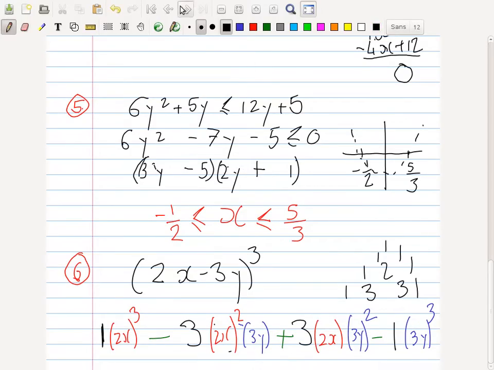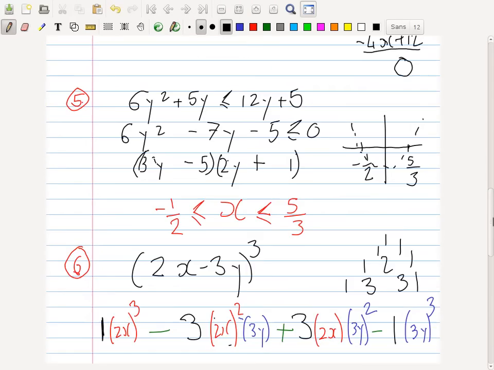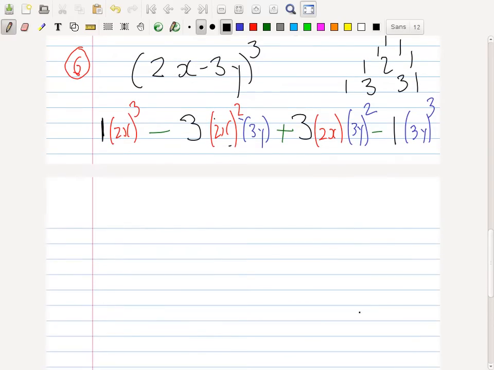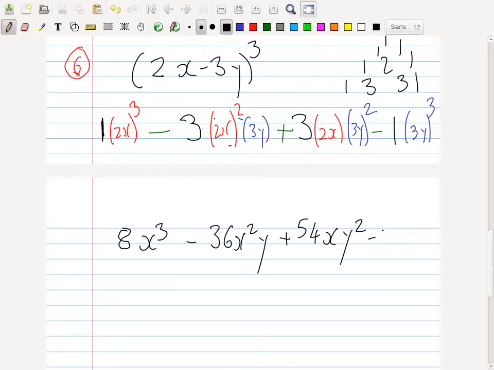So I just need to go to a new page. I'll scroll up though. So this one here will be 8x cubed minus 4 times, not 36, x squared y, 9 times 6, 54xy squared, minus 27y cubed. I hope.